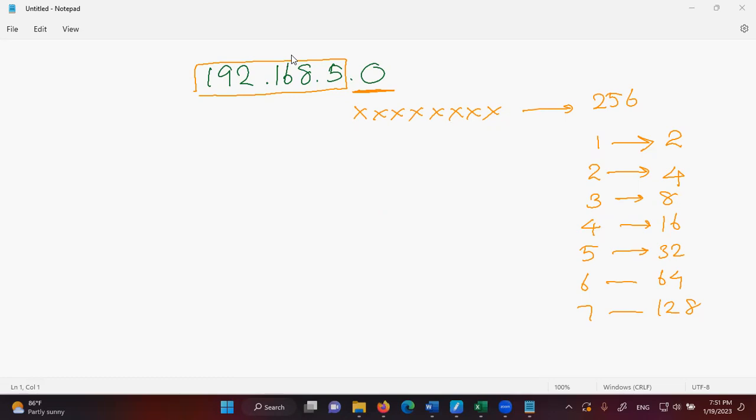Right, then assume that we have only 10 computers in our network. We have 10 computers. Then how many bits do we have to use for 10 computers?